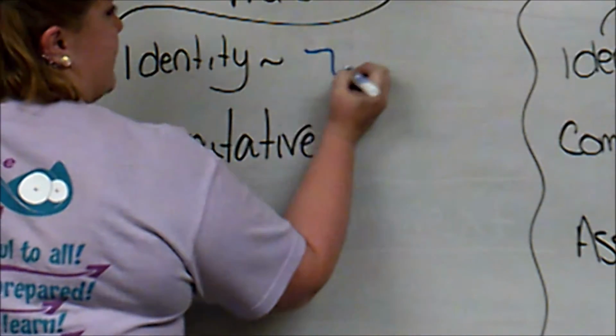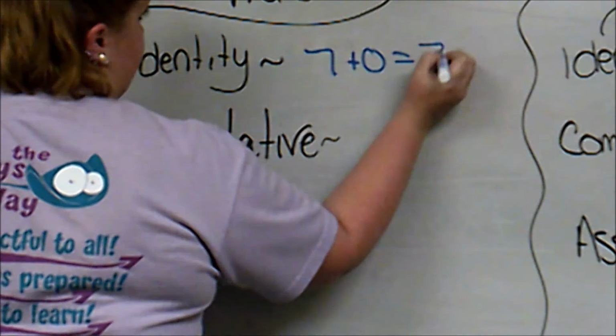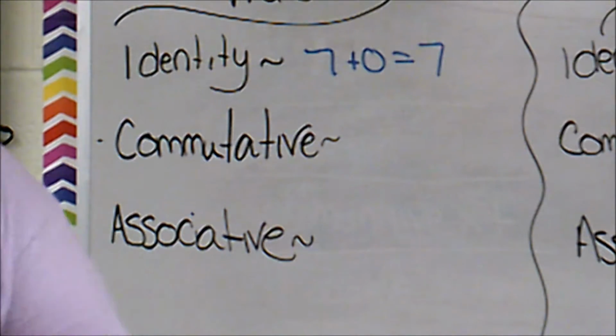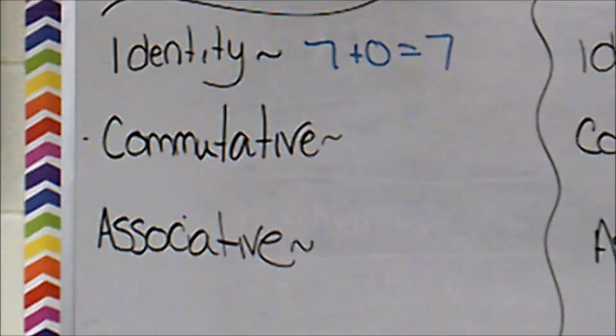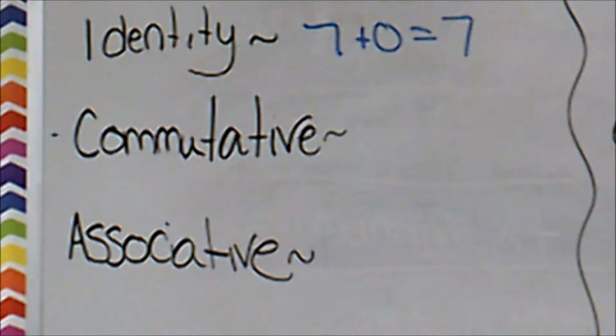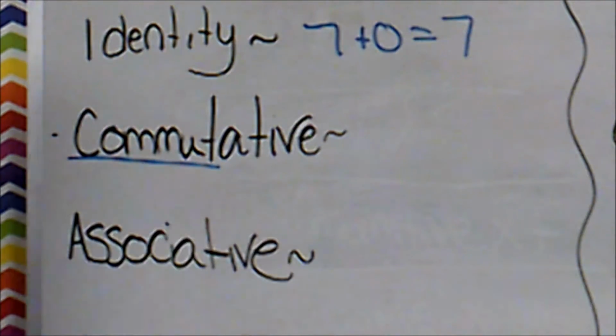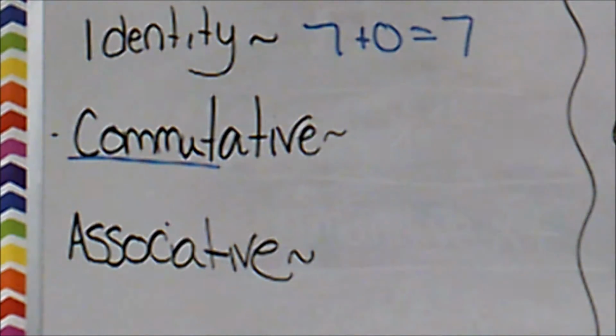It could be 7 plus 0, still going to be 7. No matter what I do, it is always, always, always going to be 7. Okay? That is our identity property of addition. Now, our commutative property of addition, I always think of this key word in here, commute. You can hear that in there. And a commute means to travel back and forth, right?